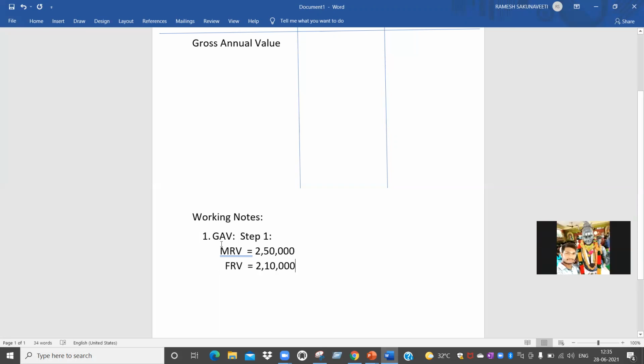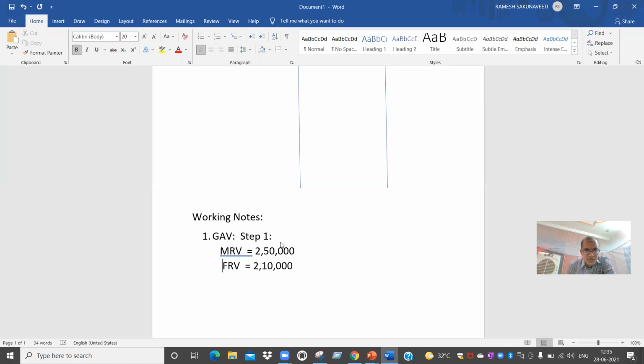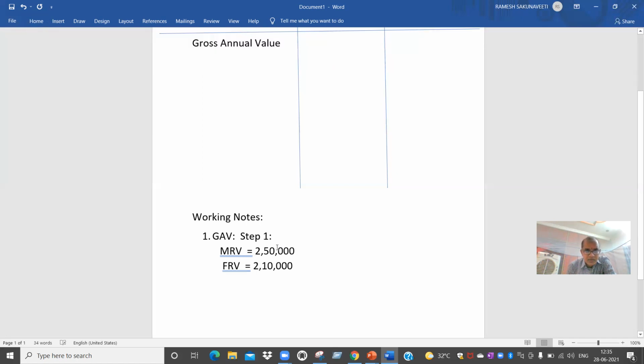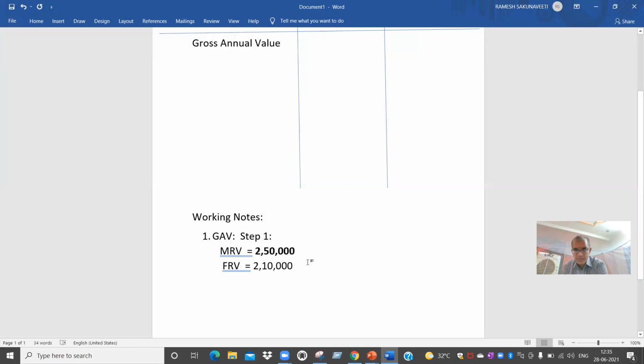Okay. Now see, this is the first step. In this first step, what you are going to do? The amount which is higher, you are going to consider. So this amount is higher. Okay. So this you are going to take to the second step. So you have to write: as MRV is higher, it will be taken to the second step.